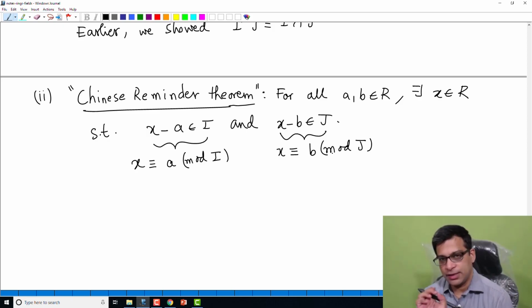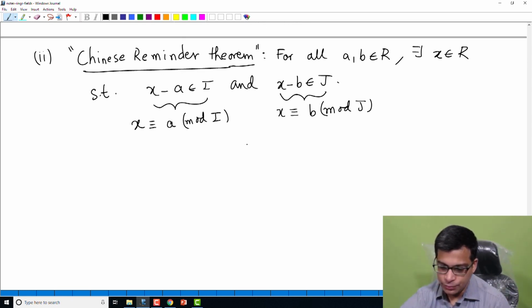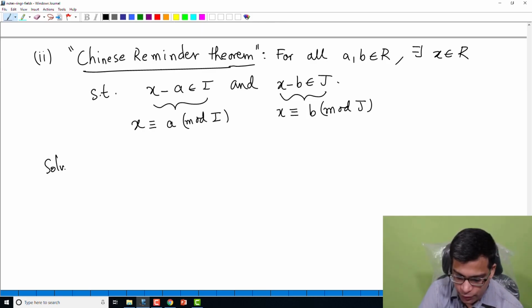All I am saying is that there is a single element x which is like a in the quotient ring R mod I, because x minus a is 0 modulo I. So x is the same as a mod I, and x is the same as b mod J. Given any two elements, we can do this. The proof is the following.